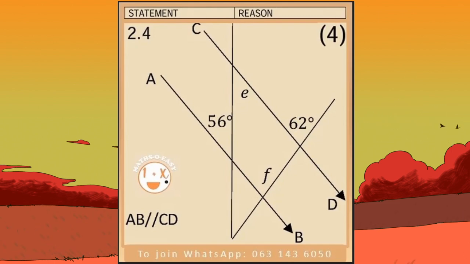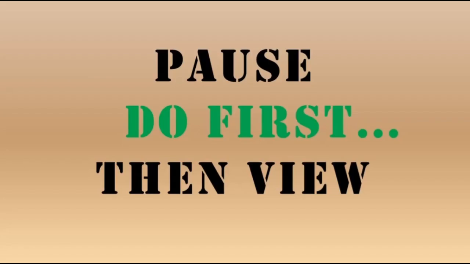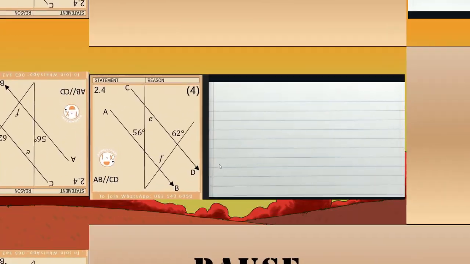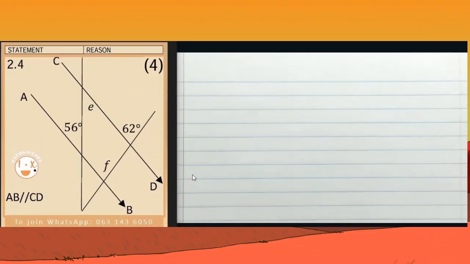Interesting. So we must look for E and F. If you've done it, go ahead and view the video. Otherwise, pause and do. So let's see what is the strategy for this one. Alrighty, member. Let's see if you've nailed this one.